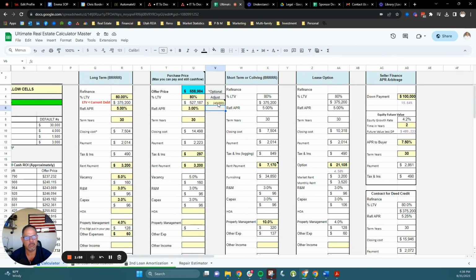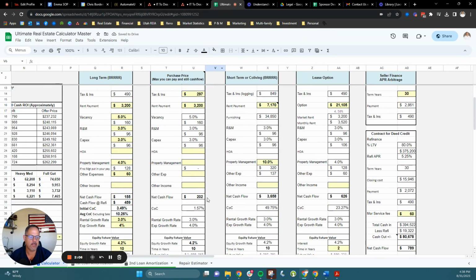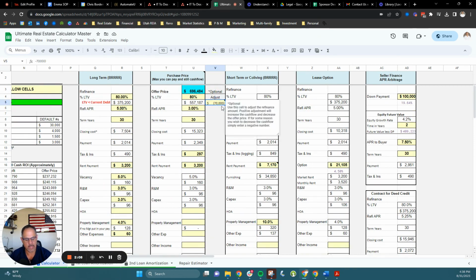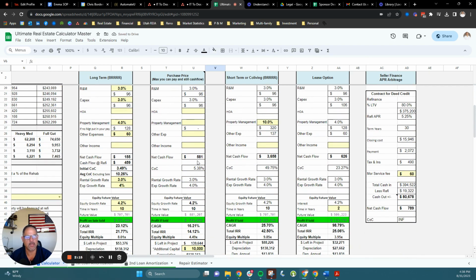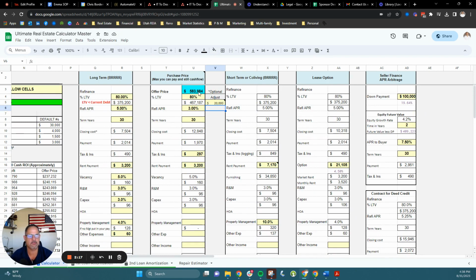So again, I can make some moderate adjustments in here. Let me just take minus 70,000, right? Again, the purchase price went up a bit and cash flow went down. I can go the opposite way as well. This will take the purchase price down and my cash flow will go higher. So you're making some adjustments in here predicated off what the market is.